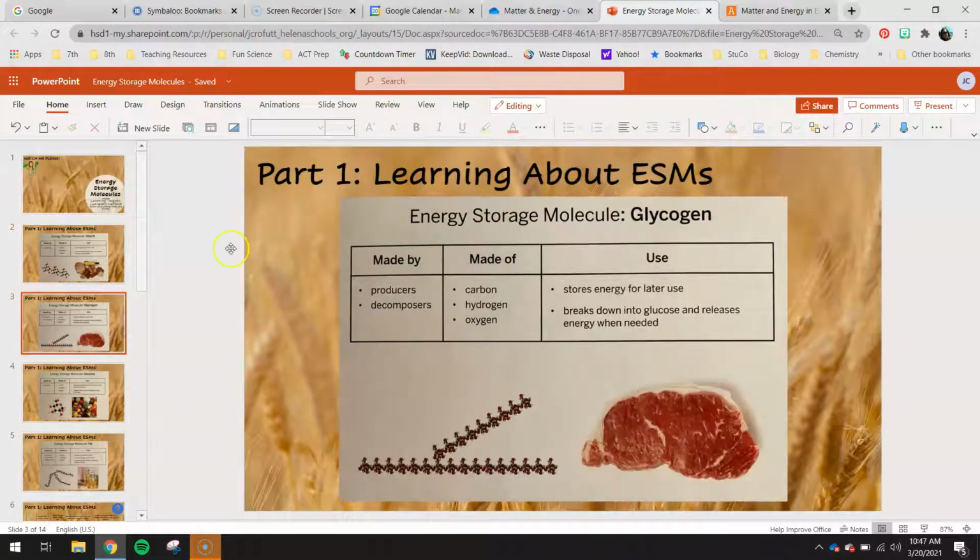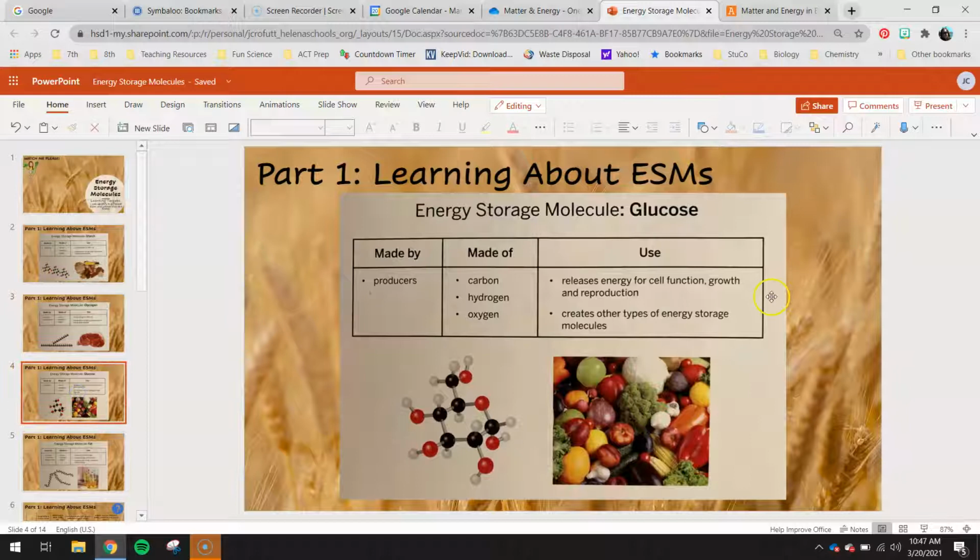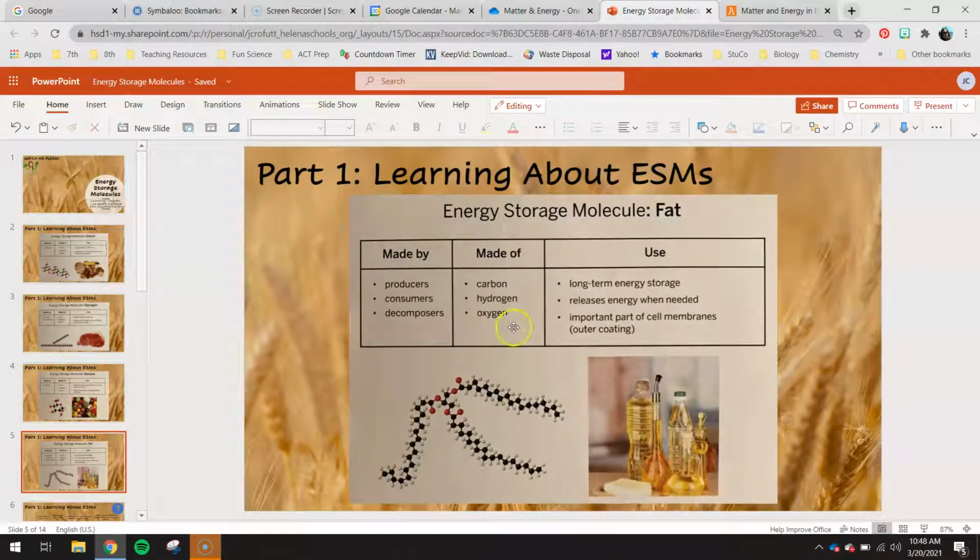Okay, moving on, our next one is glycogen. Obviously, it's something that's associated with meat and protein. This is what glycogen looks like. Again, you can see who it's made by, what it's made of, and the use. Now we have glucose, made by, made of, and the use, and you can see the structure. It's a lot smaller than the other ones we've looked at so far. And here are just a few places you would find glucose, but you find glucose in quite a bit. And then finally, fat.